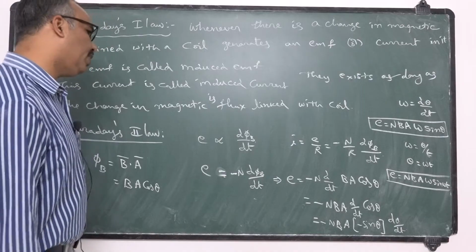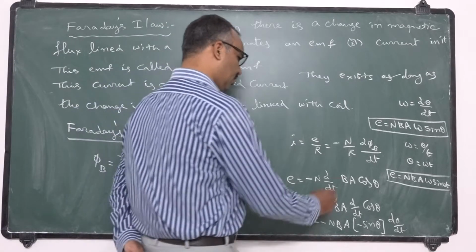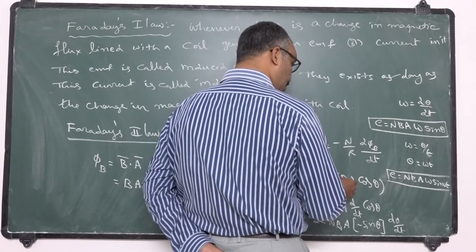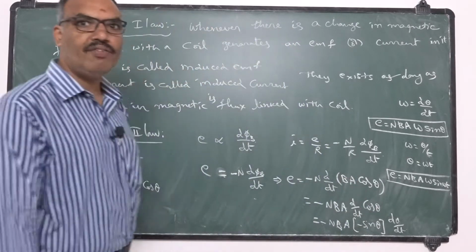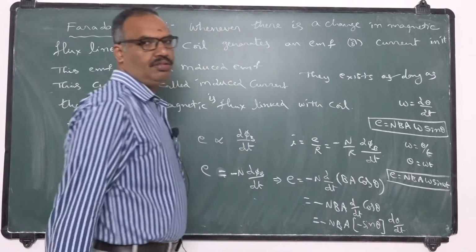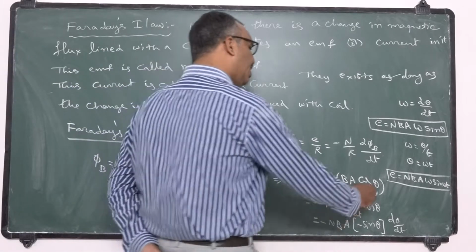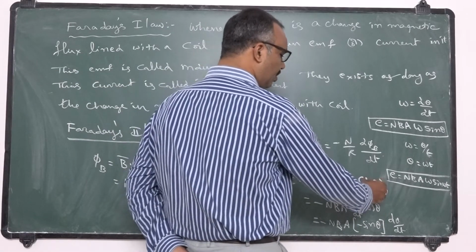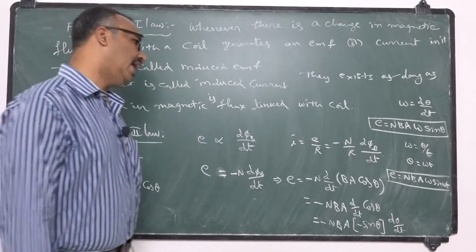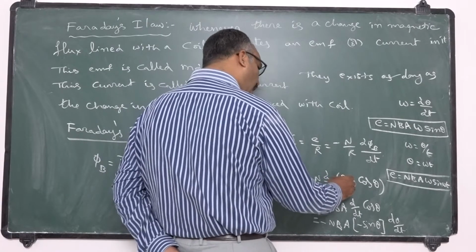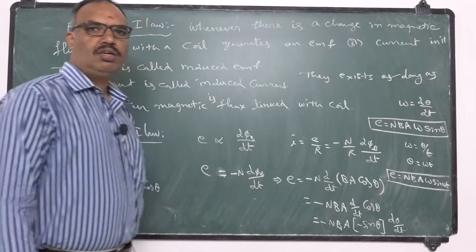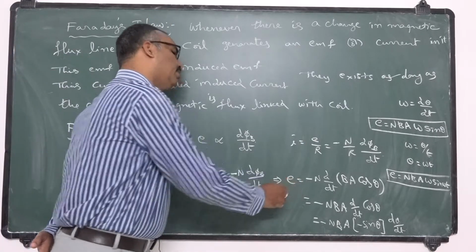One more important point you should understand here is, sometimes B might be variable, that is called a varying magnetic field. Sometimes the area of the loop is variable. Sometimes the orientation of the loop is variable. Orientation means the angle between B and A is going to change with respect to time. Either the change in B value, or the change in A value, or the change in theta value leads to the development of EMF in the circuit.